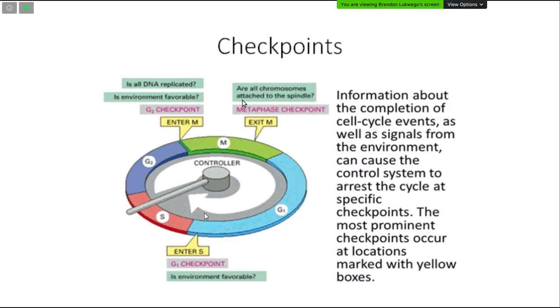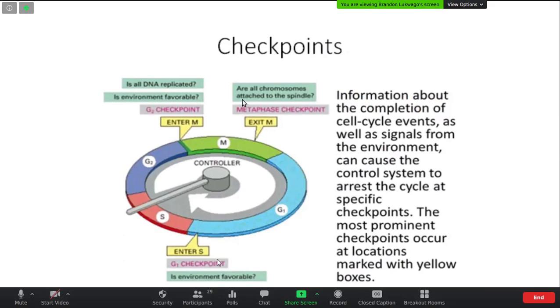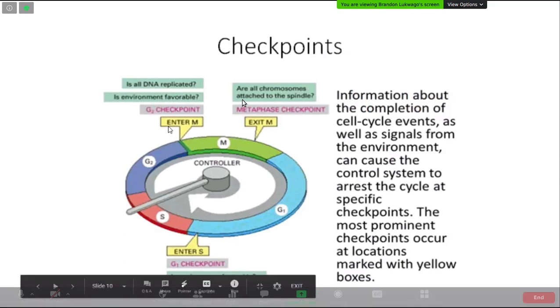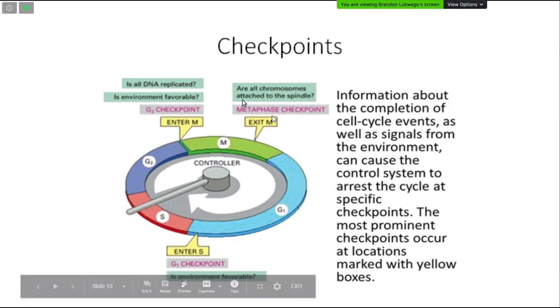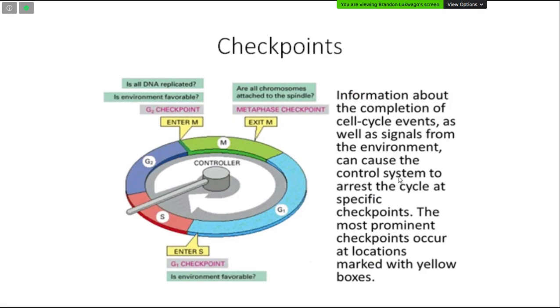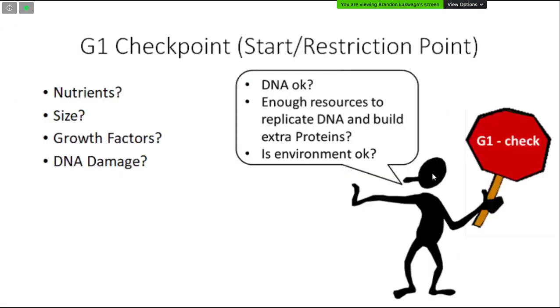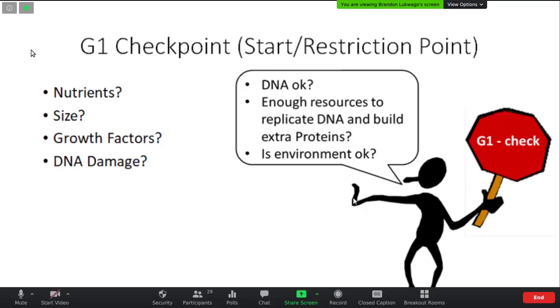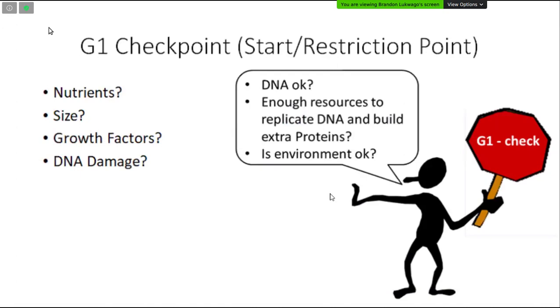The major checkpoint phases are the G1 checkpoint, the G2 checkpoint, and the metaphase checkpoint, and I'll go into a little bit of detail for all three of those. The G1 checkpoint basically checks if there's enough nutrients, if the size of the cell is okay, and if there are enough growth factors for the cell to continue growing in later phases. And the most important check in the G1 checkpoint is DNA damage.